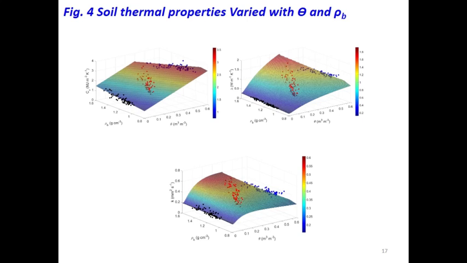And this figure also displays the performance of the selected soil thermal property models. Generally, the estimated soil thermal property values agreed well with the measured values, and the relative difference was within 12%.